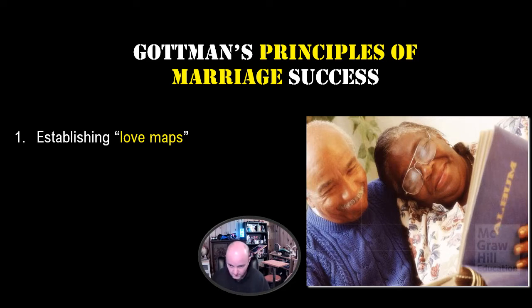Establish this idea of love maps was his suggestion, and he said that individuals in successful marriages have personal insights and a kind of detailed map of each other's life and world. They aren't psychological strangers. In good marriages, partners are willing to share their feelings with each other. They use these love maps, right?